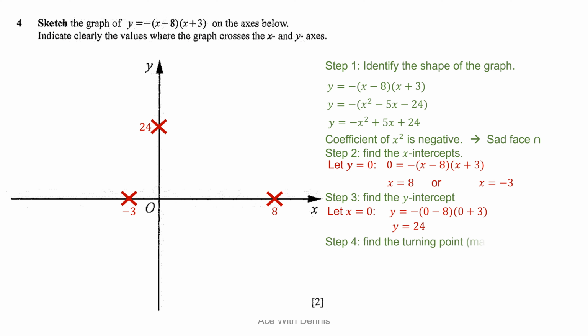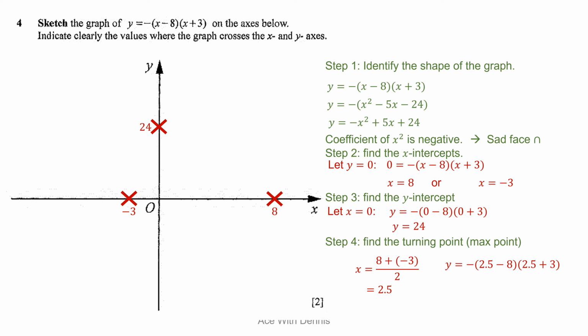Next, we move to step number 4, which is to find the turning point. For this case, it is the maximum point. The x-coordinate of the maximum point is the middle number between -3 and 8. Hence, we can calculate the x-coordinate of the turning point by adding 8 and -3 together, then dividing by 2, and we get 2.5.